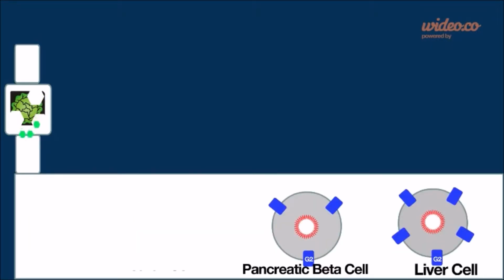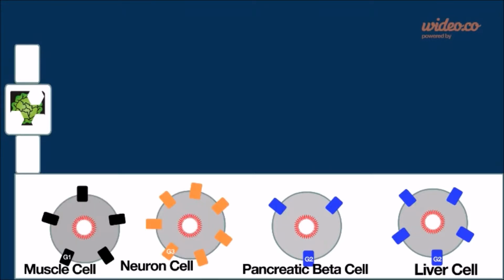Lastly, we'll look at the GLUT 2 uniporters expressed in pancreatic beta cells and liver cells. The pancreas samples blood glucose levels and secretes insulin when levels are high. The liver uptakes glucose mainly for glycogen storage. They have rather low affinity for glucose. Let's step back and take a look at how these uniporters uptake glucose from the bloodstream of a low glycemic index food item.